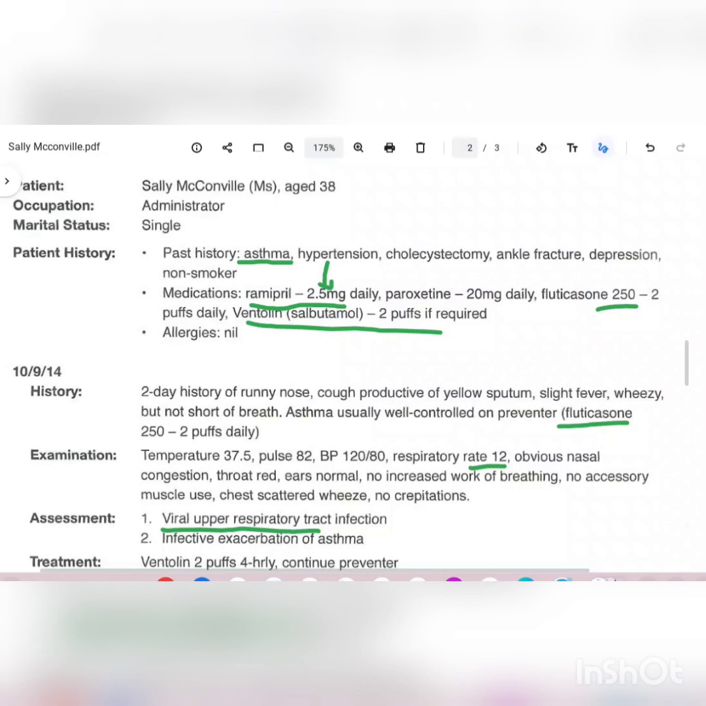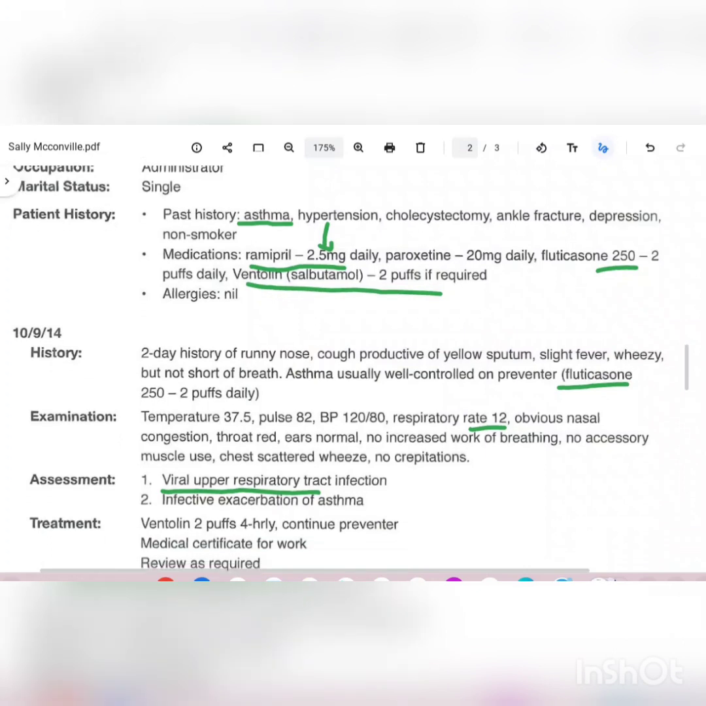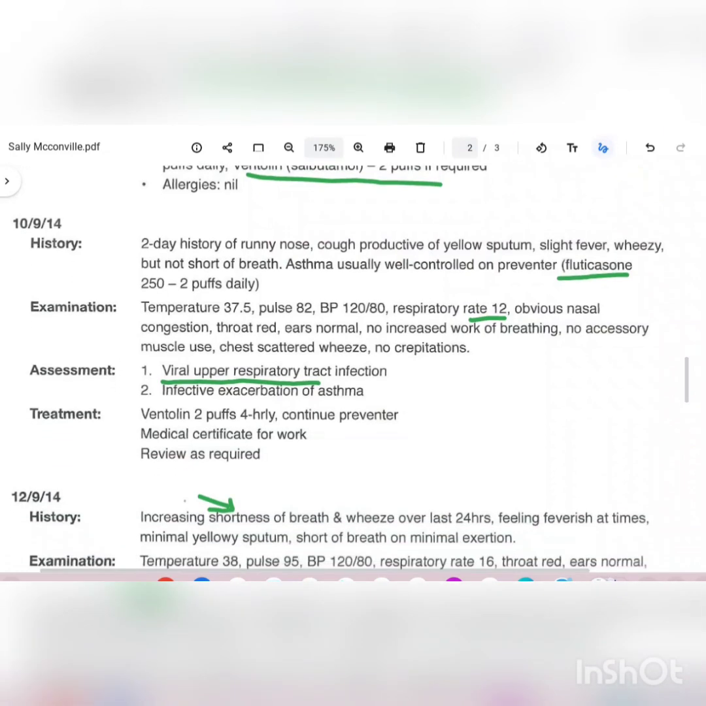The patient was already on preventers like fluticasone and salbutamol, 2 puffs if required. Still, the condition was worsening. Temperature was 37.5 and respiratory rate was 12, and there was obvious nasal congestion and a red throat. So that's why we thought it was a viral respiratory tract infection and infective exacerbation of asthma. So we advised Ventolin 2 puffs 4 hourly, and to continue the preventer fluticasone. So that's your second paragraph.